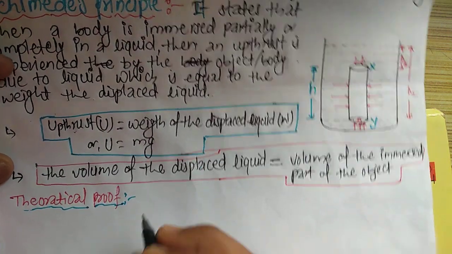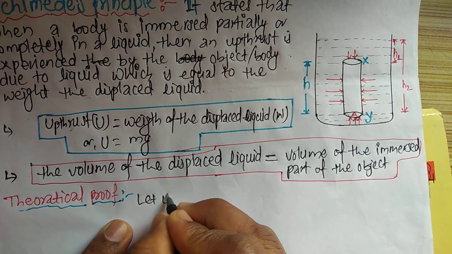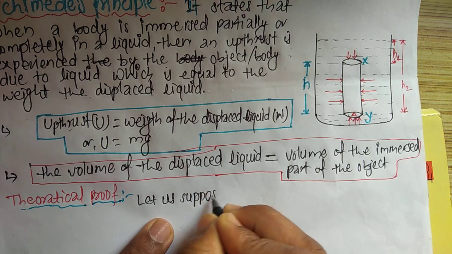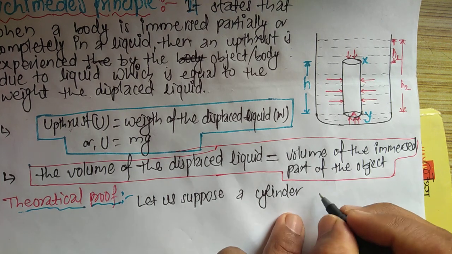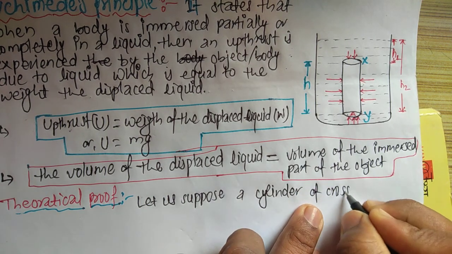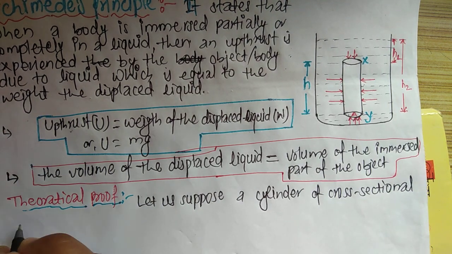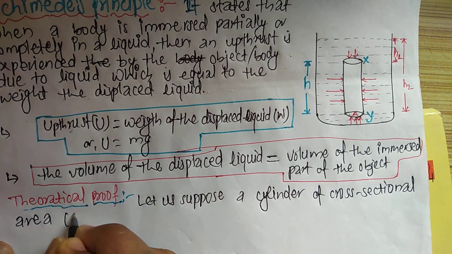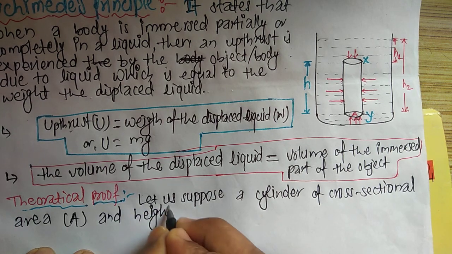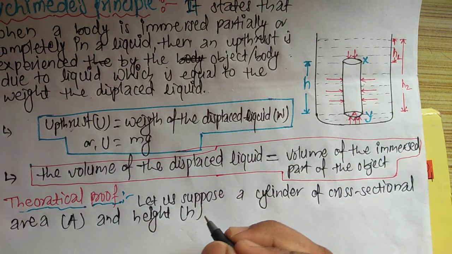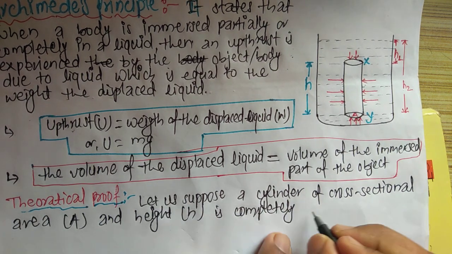So let me write it. Let us suppose a cylinder of cross sectional area A and height h is completely immersed in the liquid.